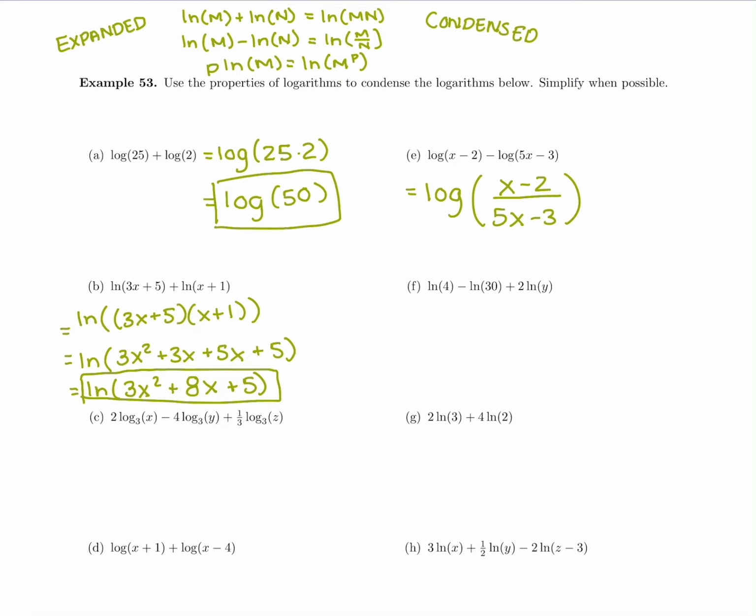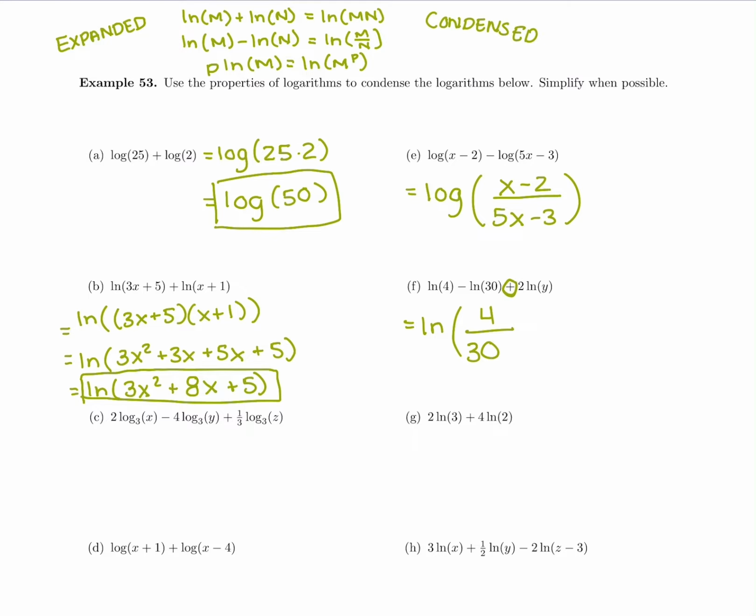If we look over at the next one, we have three ln's that we want to write as one ln. So we're going to write one ln and put everything inside it. So first thing we have is ln of 4. So does the 4 go in the top or the bottom? Since it's positive, 4 goes in the top. Here we have a minus though, ln of 30. So that tells us that 30 goes in the denominator.